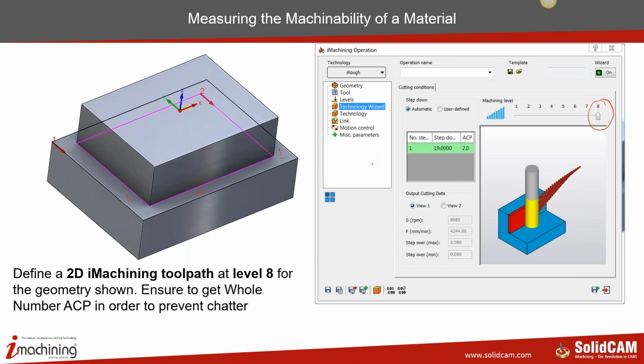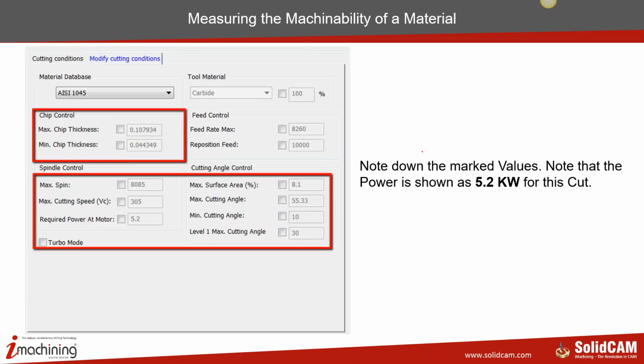So we will machine it at level 8. And very important, you need to adjust your depth. It need not be 24 or 20. What is important here is you need to adjust your depth in such a way that you get a whole number as an ACP. So if the depth is 24, you need not go 24. You can stop at 19 and say 19 is giving me an excellent result, I'm going to stop there. That's my depth of cut. Why we are doing this is we don't want vibration and chatter to give us a completely different value of the machinability. Once that is done, we note down these parameters.